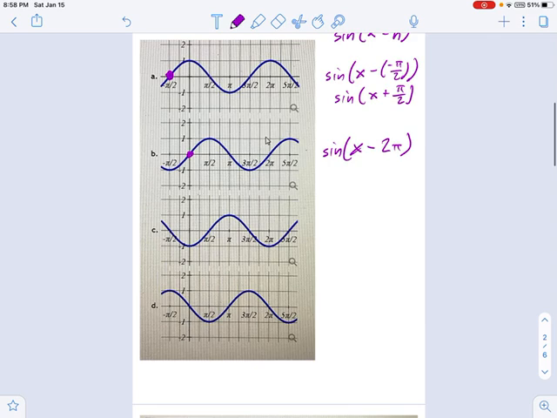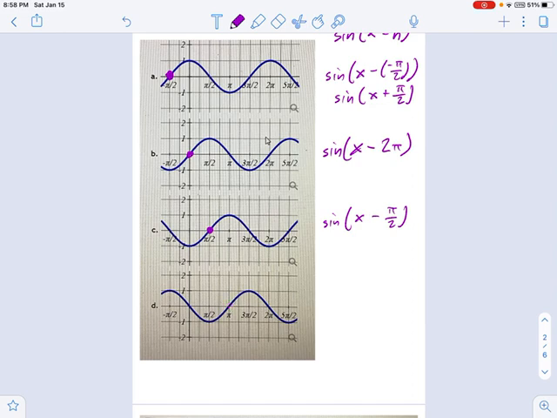How about this next one? Where's the starting point here? Well, I'm seeing it right here. So I would say this is sine of x minus pi over 2. Okay, getting the idea? Now, you could probably do the same thing again for this curve, right? You would say, oh, there's my phase shift of pi, and that would be fine.